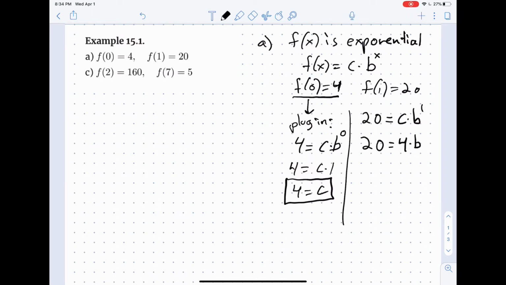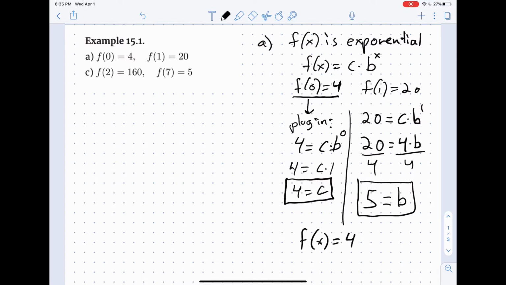That's substituting in. And we can get the b by itself by dividing both sides by 4. On the left-hand side, we get 5, and on the right-hand side, we get b, so b is equal to 5. Putting these together, our goal is to find a formula for the function f of x, and in this case, f of x is equal to 4 times 5 to the x. That's it.